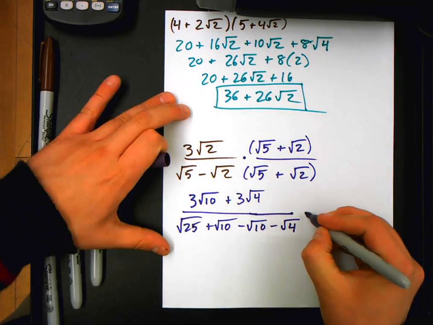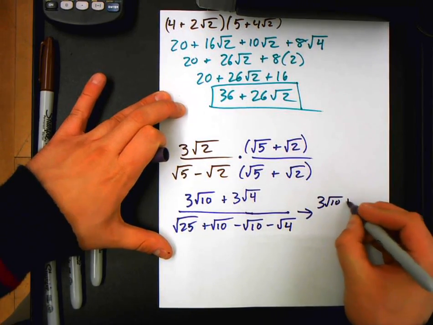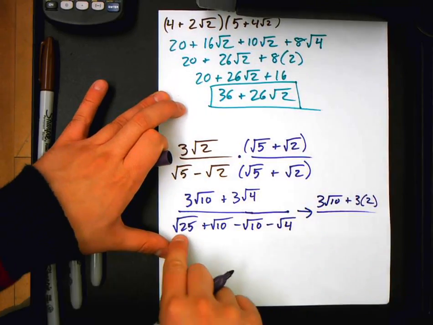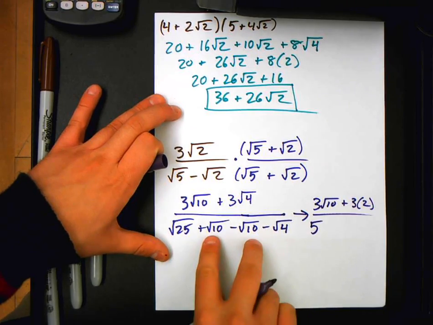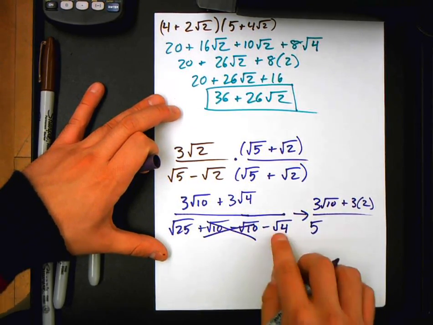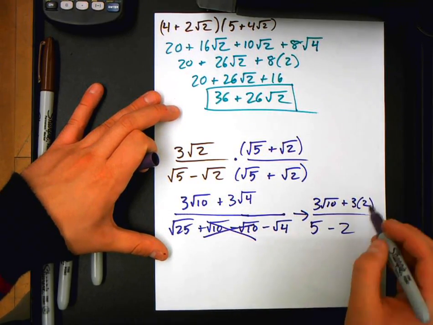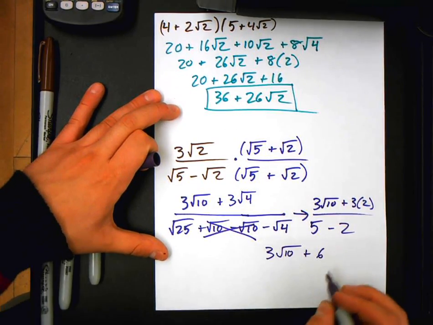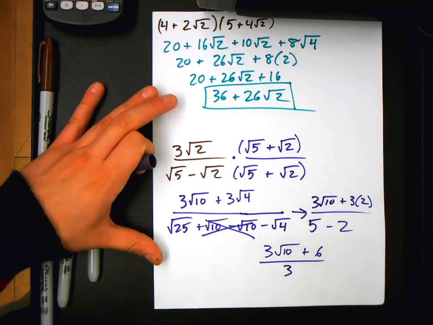All right, the square root of 4 in my numerator reduces to the number 2. And in my denominator, the square root of 25 is 5. These square roots of 10, positive and negative, cancel out. And the negative square root of 4 is negative 2. 3 times 2 is 6. So we have 3 square roots of 10 plus 6. And the denominator 5 minus 2 is 3.